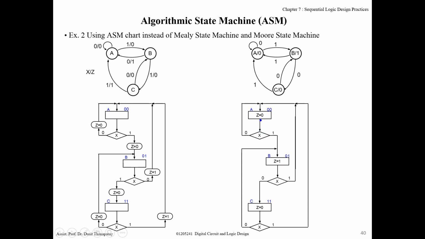And how about switching? At state A, when X is 1, go to B. When X is 0, go to A. At state B, when X is 0, go to C. When X is 1, go to A. At state C, when X is 0, go to B. When X is 1, go to A. And because there are 3 states, it needs at least 2 bits to represent the state. In this case, I use 00 for state A, 01 for state B, and 11 for state C.